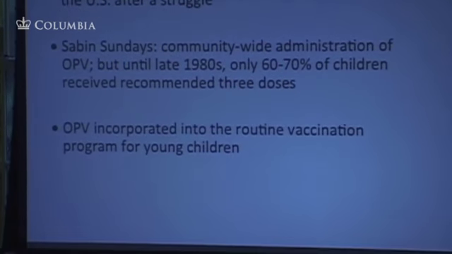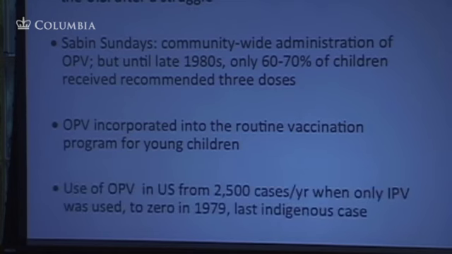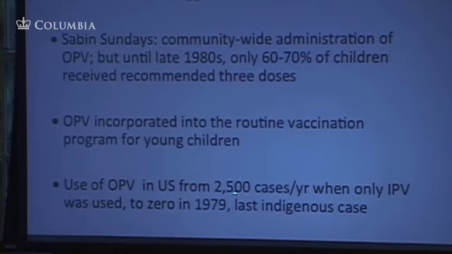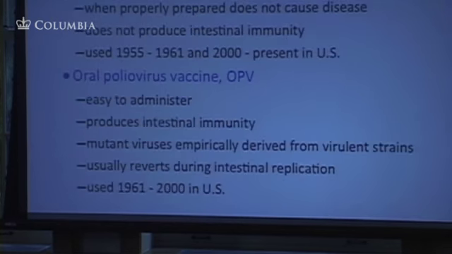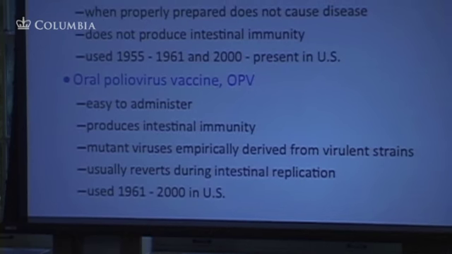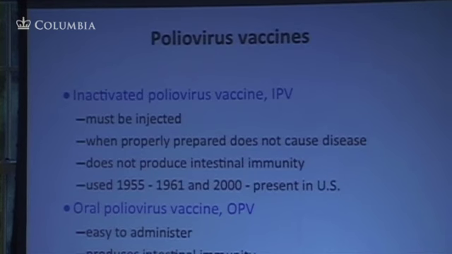Eventually, it was incorporated into the routine vaccination program for young children, so now you have to be immunized in order to go to school. And that brought cases from 2,500 when only IPV was used to 0 in 1979. That was the last indigenous case of polio in the US. So those are the two vaccines that were made. We still have both of them. You can use either one depending on the country that you're in.